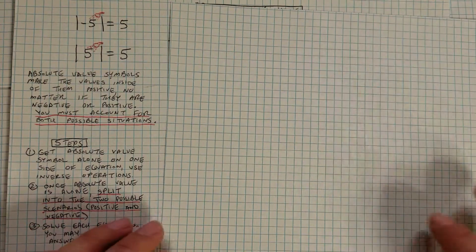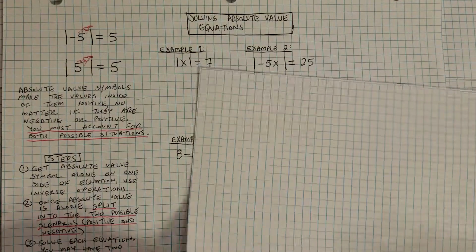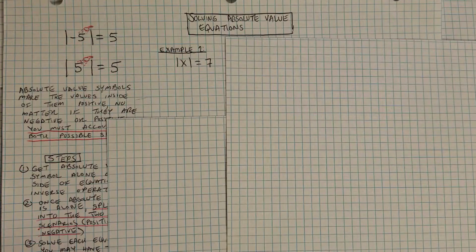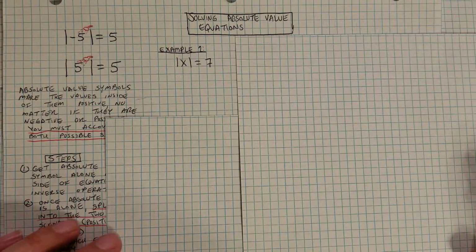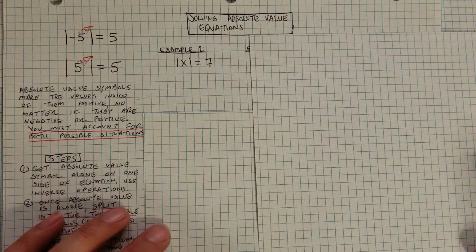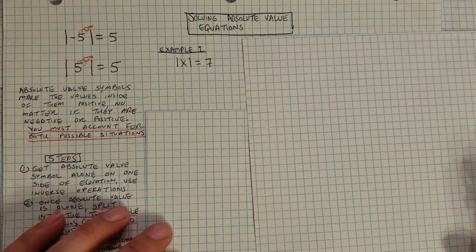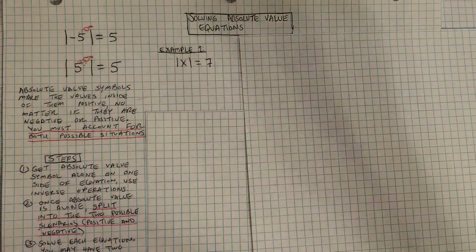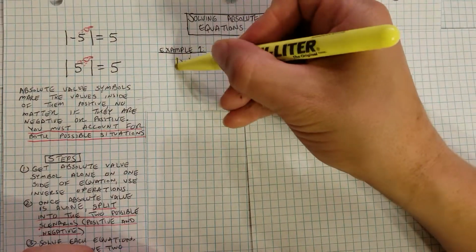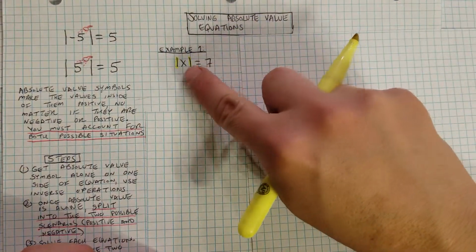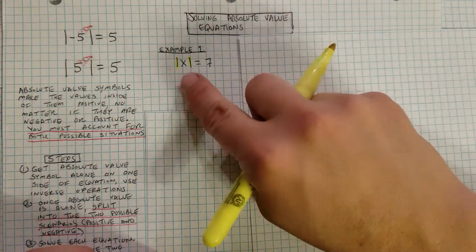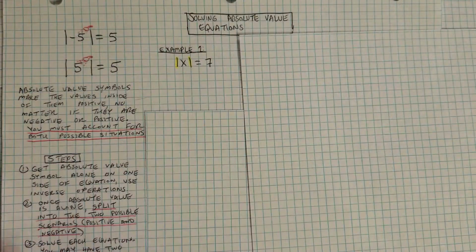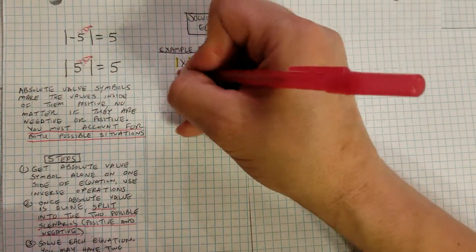Okay, so example number 1. Let me cover this other one for now. So example number 1, we want to figure out what is the answer for the equation absolute value of x is equal to 7. So question number 1, is the absolute value symbol already alone on one side of the equation? Well, yes it is, right? There's nothing on the other side besides the absolute value. So you're basically ready to roll. You can actually split this up into two equations.